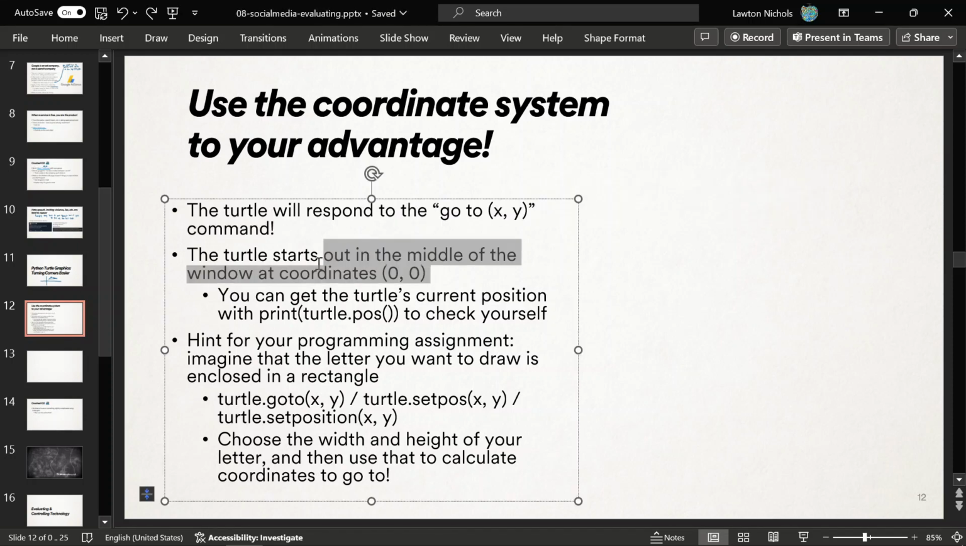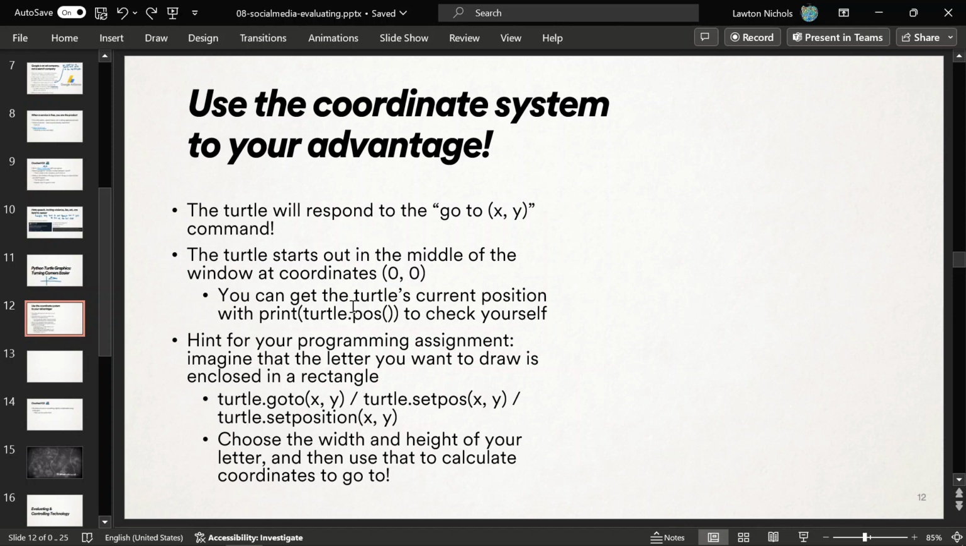The turtle does start out in the middle of the window at the coordinates 0, 0, and you can always check where you are. You can always get your current position, if you went there in a weird way, by just printing turtle.pos. Get the position printed out. All right, check yourself. But the turtle begins its life at the coordinates 0, 0, which is smack in the middle of the screen that opens when you use the turtle library. That's the 0, 0 coordinates.